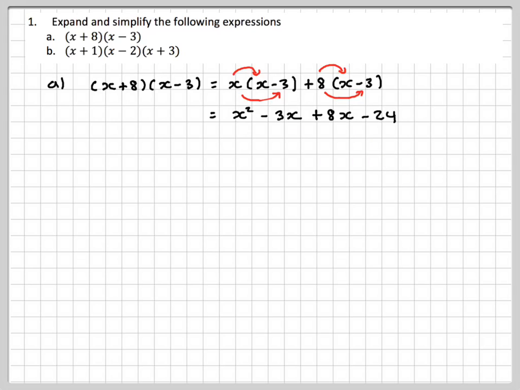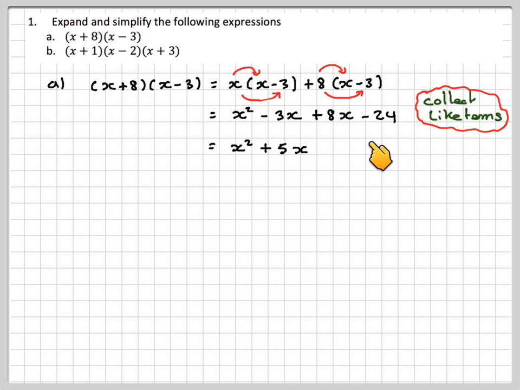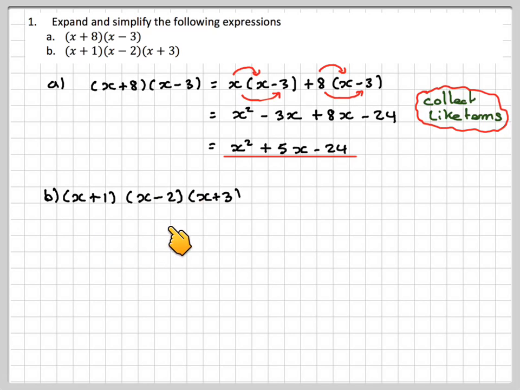What we do next is collect together the like terms, which are these two here. So we've got x squared, minus 3x plus 8x gives me 5x, minus 24. In part B, we've got x plus 1 times x minus 2, x plus 3. What we're going to do, leave this one out and we expand these two here like we've just done here.